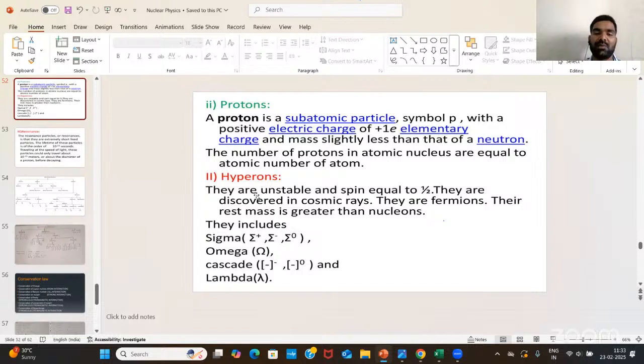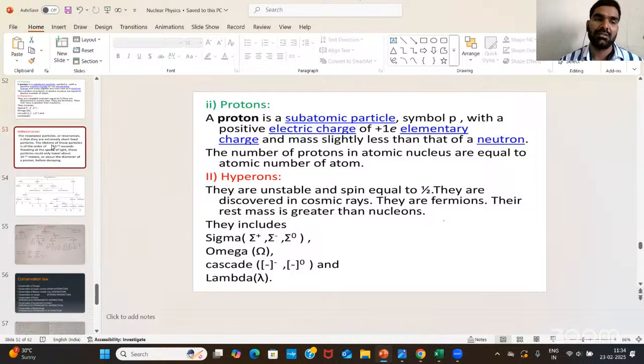Okay, hyperons. Let us see hyperons. What are hyperons? They are very unstable and the spin is equal to half. They were discovered in cosmic rays. They are fermions. Their rest mass is greater than nucleons. These hyperons include sigma plus, sigma minus, sigma naught, omega, cascade minus and cascade naught, and lambda. Sigma group, omega, cascade group, and lambda: these are the four groups which are called hyperons.